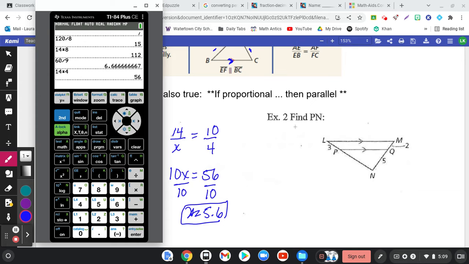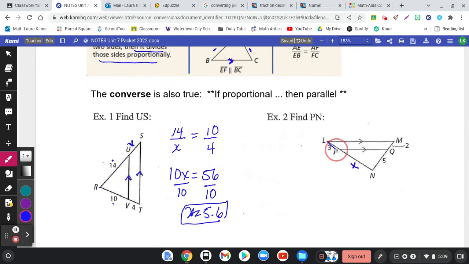Okay, the same thing over here, find PN. It doesn't matter how you set it up, they're proportional. Because these are parallel, this small chunk over X is proportional, or equal, to 2 over 5, the smaller side over 5. And if you did X over 3 equals 5 over 2, you'd get the same thing.